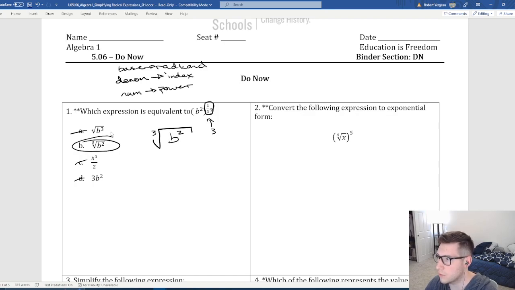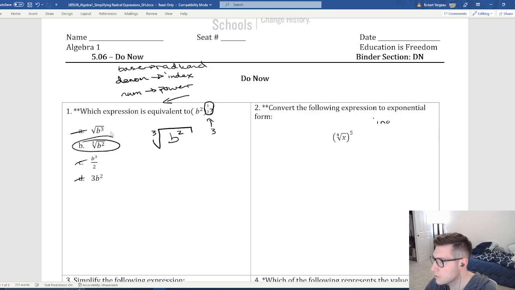All right. Now, if we look at number 2, we want to convert the following expression to exponential form. Remember that when we made that chart up above, it was really nice because we also talked about the fact that as much as we can go left to right in this chart, we can also go right to left on all of these. And so our power is going to become our numerator, our index is our denominator, and the radicand is going to become our base. And so let's just name each of these right now.